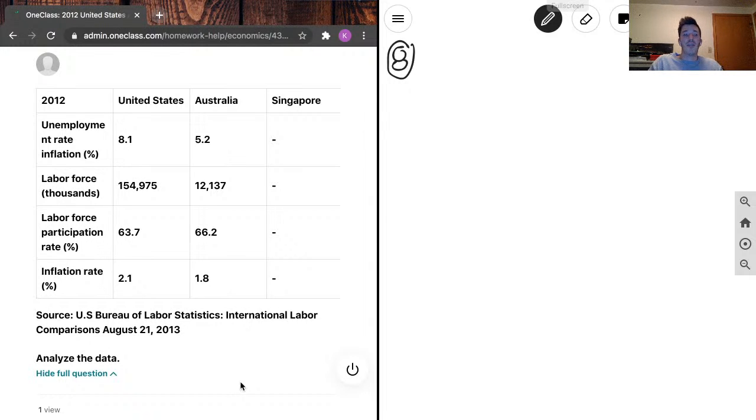The labor force participation rate is 63.7% in the United States and 66% in Australia. So those are people that are either working or actively looking for work. Those that don't fall into that are children, the elderly, retirees, and people that are not looking for a job. The inflation rate is around 2% in both countries, which is pretty common for developed countries around the world.